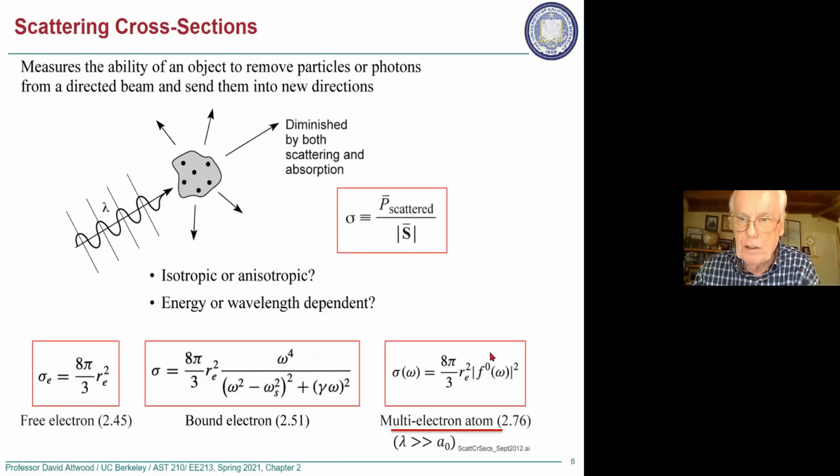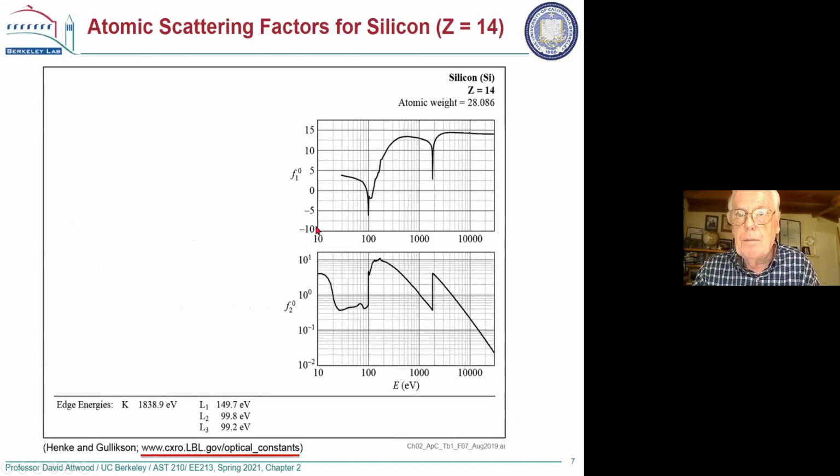Yeah, so this oscillator strength, we're going to be talking a lot about it, but this is an example for silicon of the real and imaginary parts of the oscillator strength. And there's a real and an imaginary part because there's absorption and there's loss. There can be energy loss.